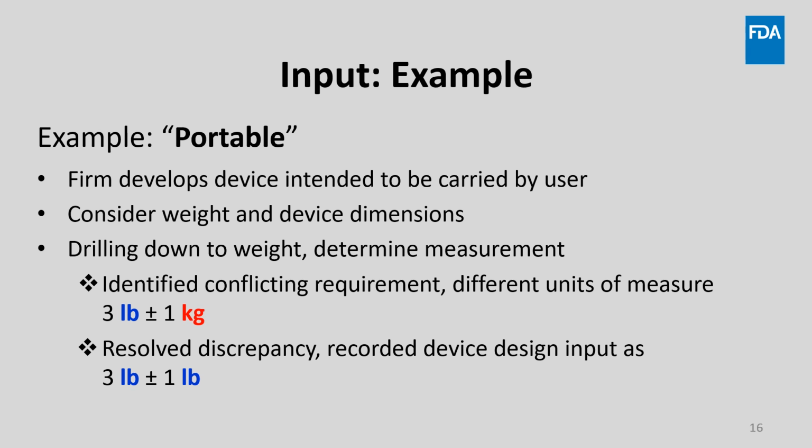Next, we must address any incomplete, ambiguous, or conflicting requirements. For example, we cannot use a conflicting unit of measure such as 3 pounds plus or minus 1 kilogram. The measurable specification must use a single unit of measure, for example, pounds. The design input is now a specification of 3 pounds plus or minus 1 pound.